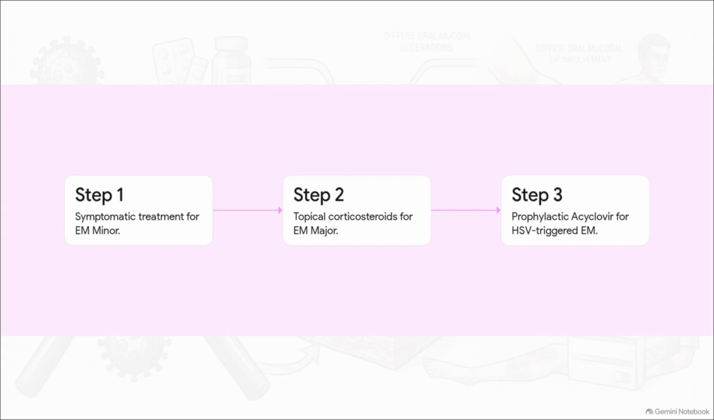Then we have step 3, which is preventative. If the EM is recurrent and you know it's triggered by HSV, putting the patient on prophylactic acyclovir at 400 to 600 milligrams daily might actually stop the cycle before it even starts.